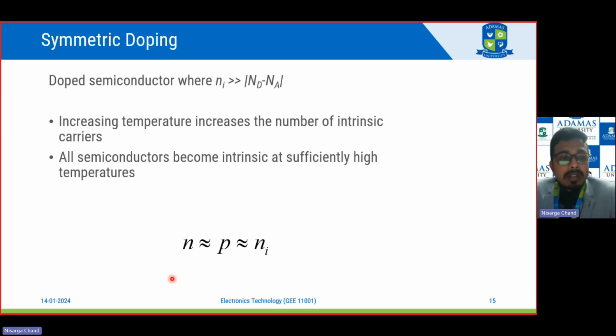So we can say from those equations that in a doped semiconductor where ni, the intrinsic carrier concentration, is very much greater than Nd minus Na or Na minus Nd, whichever, that means increasing temperature increases the number of intrinsic carriers. All semiconductors become intrinsic at sufficiently high temperature. So n is almost equal to p, which is almost equal to the intrinsic carrier concentration level. That is only for the intrinsic concentration.